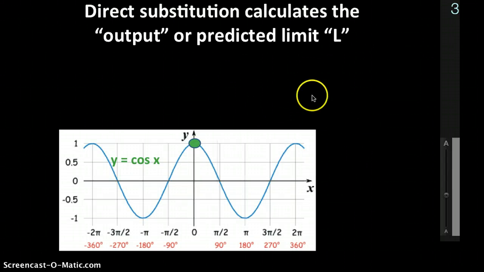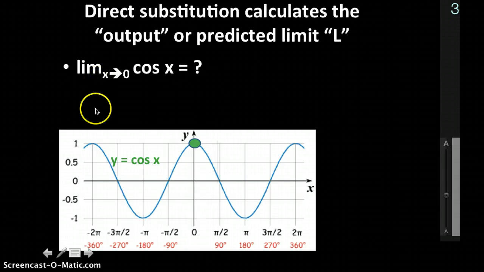Let's go on to another type of direct substitution. What is the limit as x approaches 0 of cosine of x? Well, of course, we plug in 0 for cosine of x. And down below here, you'll notice I have a diagram of a cosine wave. Well, what's happening at x is 0? Well, here it is right here. It looks like from the left side it's 1, and from the right side it's 1. Solution's 1.